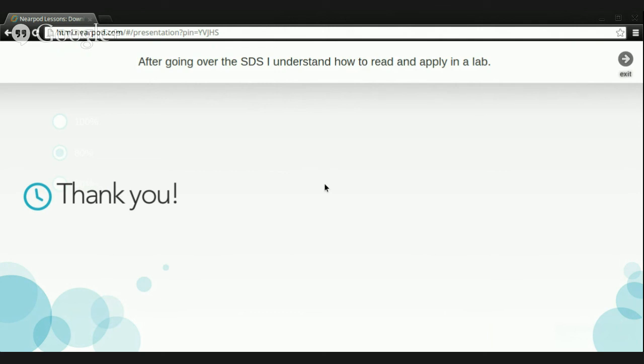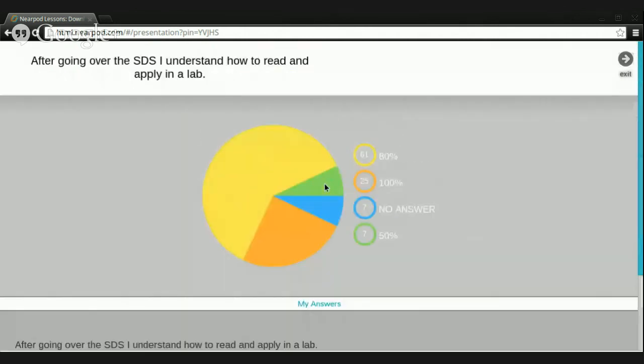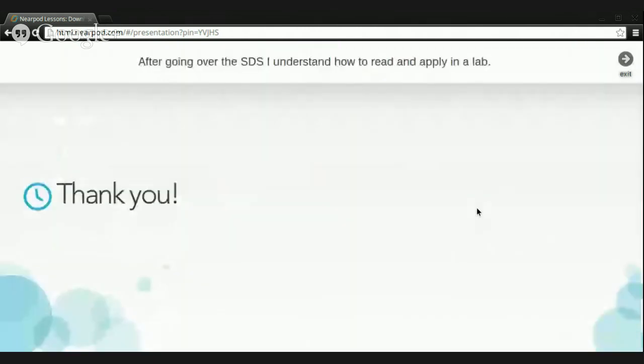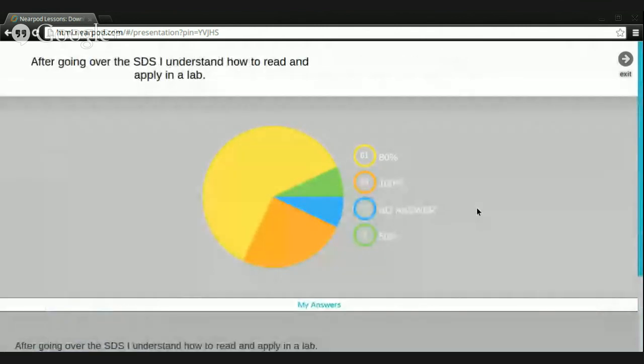So, this is the data breakdown. Those of you who submitted the poll, at least a large percentage of you feel somewhat comfortable with this. It feels weird. I have no control over anything. Good.